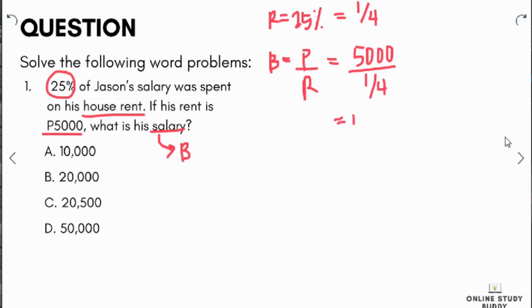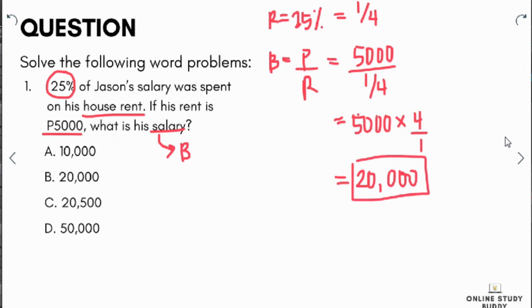So we have 5,000 times 4. And so to solve this, we simply multiply 5 times 4. So we have 20 and then just copy the number of zeros. So ating final answer is Jason's salary is 20,000 pesos.